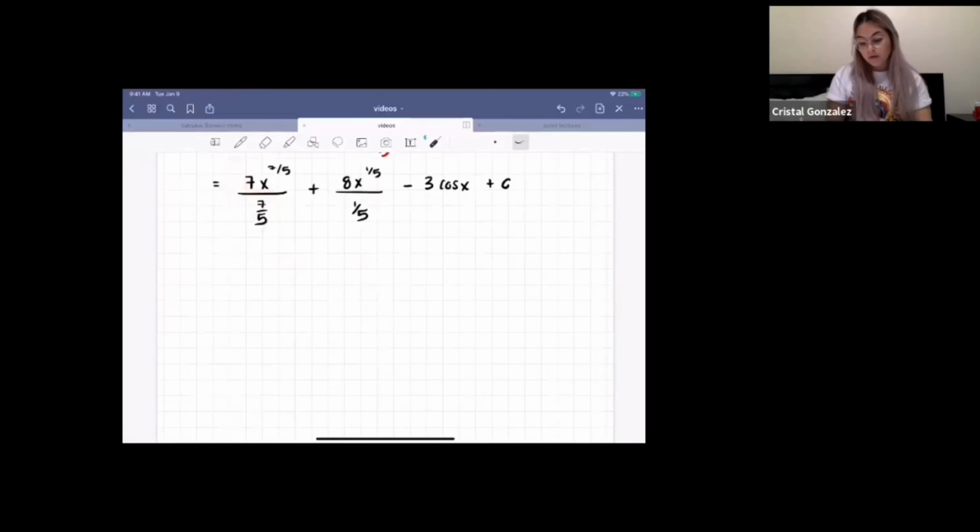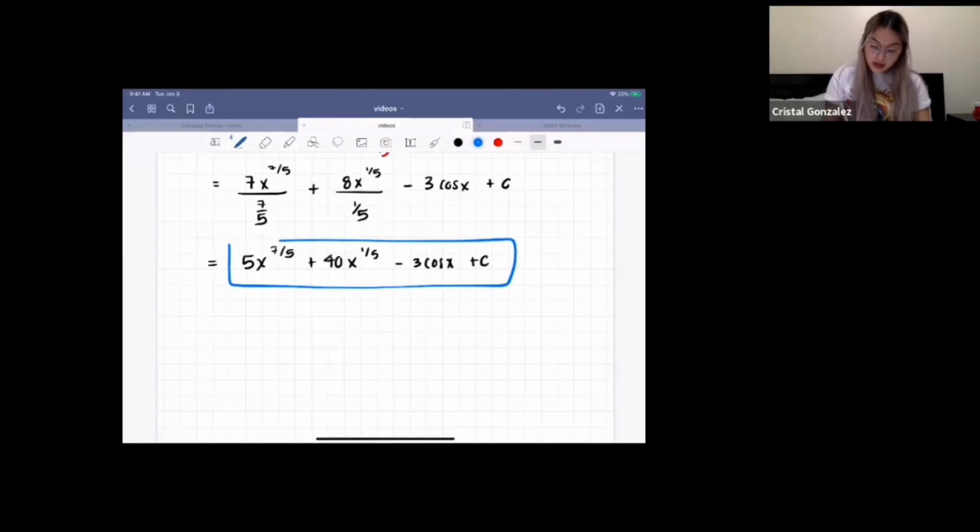When I flip it over, the 7 will cancel out with the 7. And so we'll get 5x to the 7 over 5. Here we have 8 divided by 1 over 5. We'll multiply them together and we'll just get plus 40x to the 1 over 5 minus 3 cosine x plus c. So that is our antiderivative. This is our capital H of x.